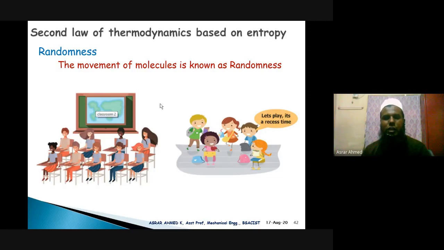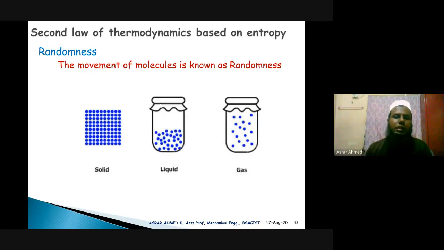Now when it comes to molecules, the same concept is applied. We have solid, liquid, and gases. Can anybody tell me which state of matter has high randomness? Gases. And solid has the least degree of randomness, and liquid is in between solid and gases. So this is what we call randomness.